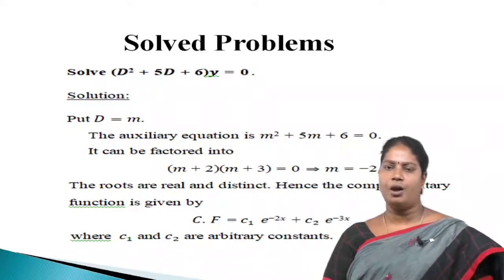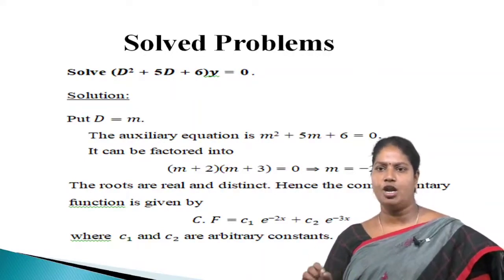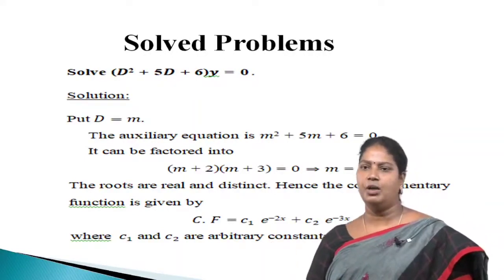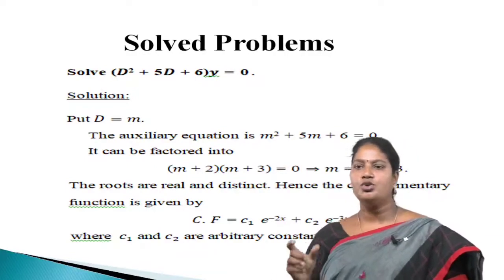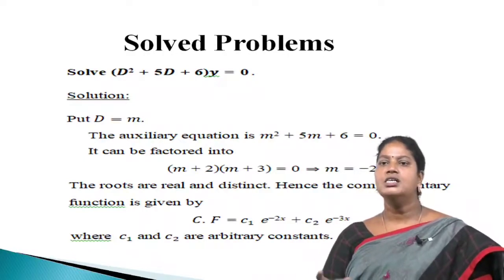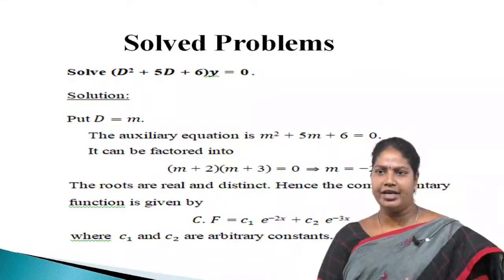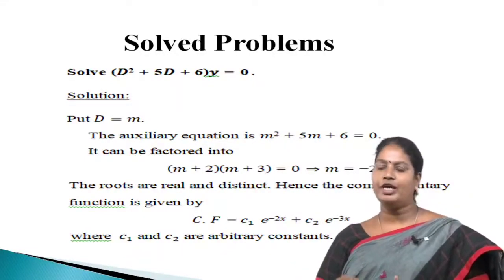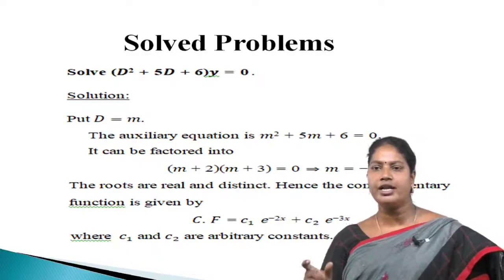To solve this problem, first we substitute capital D equal to small m. Then the auxiliary equation will be m square plus 5m plus 6 equal to 0. So we have to solve this algebraic equation. We should be familiar with the solution of algebraic equations, how to find solutions of quadratic, cubic and biquadratic equations. Here our equation is a quadratic equation.